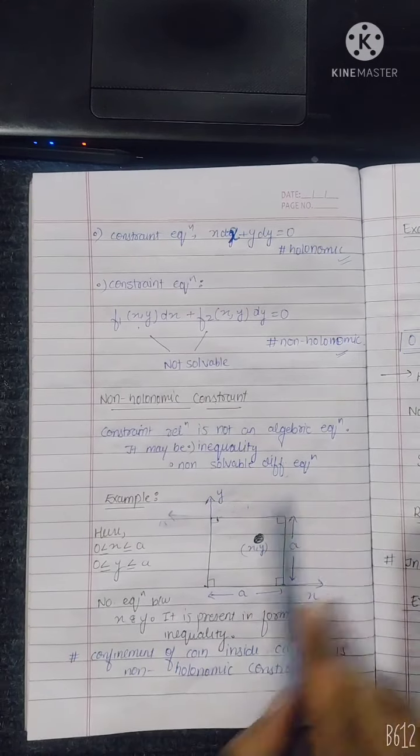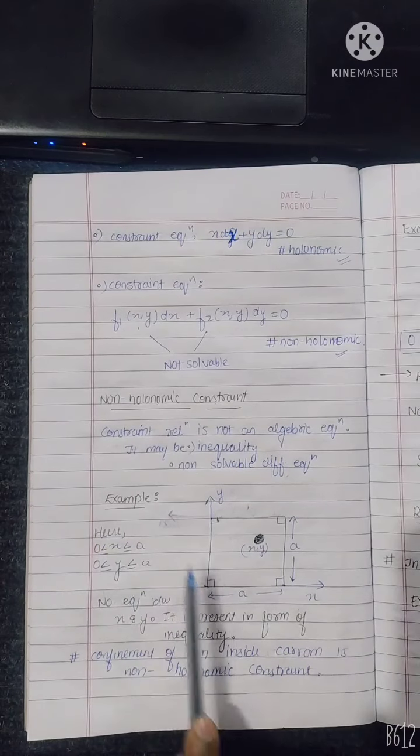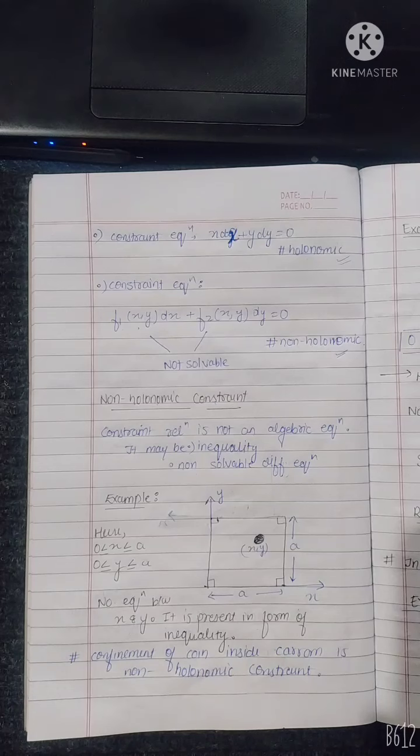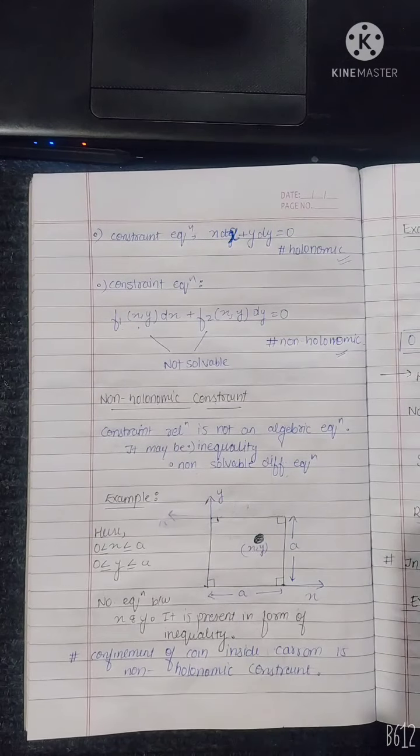That's it. And what is this? These are inequalities, and since it is an inequality, therefore it is non-holonomic. Okay, a non-holonomic constraint. Confinement of a coin inside a carom board is a non-holonomic constraint, which is the same statement, I would say.